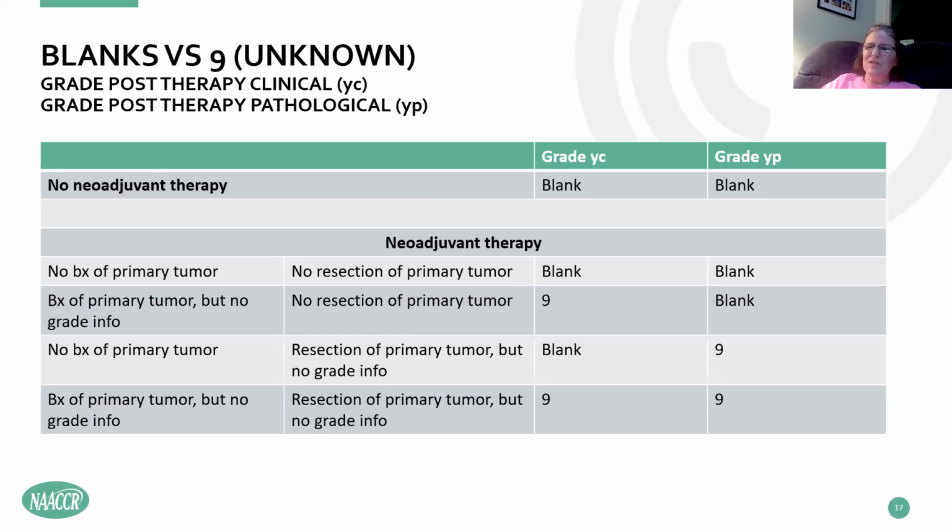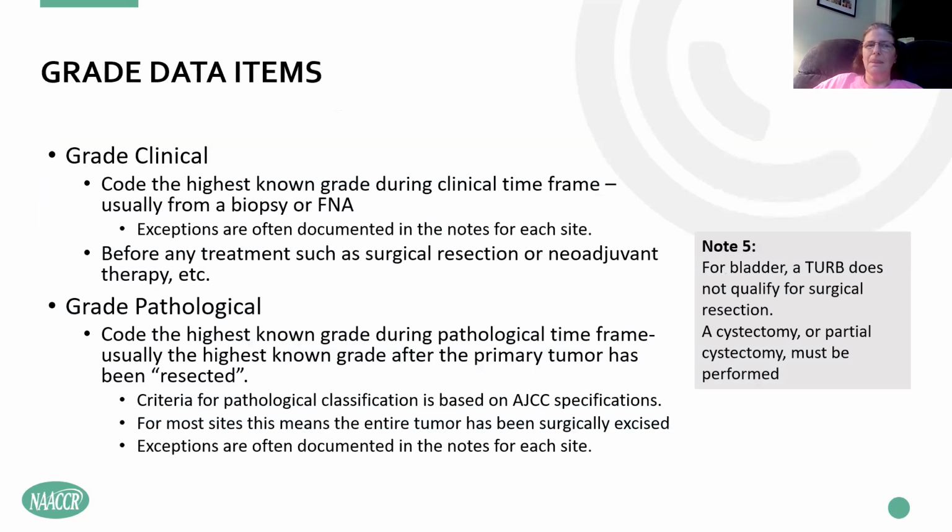Then we have a situation where you have a biopsy of the primary tumor, but there's no grade info. And then you have a resection, but there's no grade info, and they would both be 9. So this is a slide that Jim put together. It just shows you where you would code blanks and unknown, which will hopefully be a help to you.